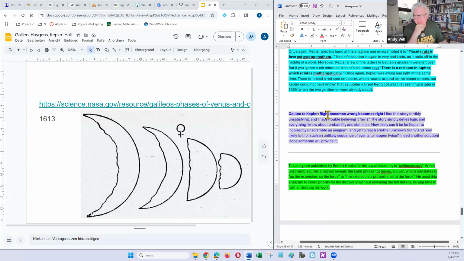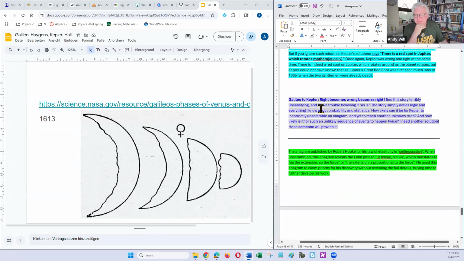All right. Now, this particular author says, well, I find the story terribly unsatisfying and I have trouble believing it as is. This is not me saying it, but the author of this little article here. The story simply defies logic and so on. Actually, there are letters that show that Kepler tried it that way, and he accidentally came up with a couple of things that were accidentally correct, even though that's not what Galileo meant. And they were later discovered to be right. So it's kind of a coincidence, but he probably also came up with other predictions that actually turned out to be wrong.